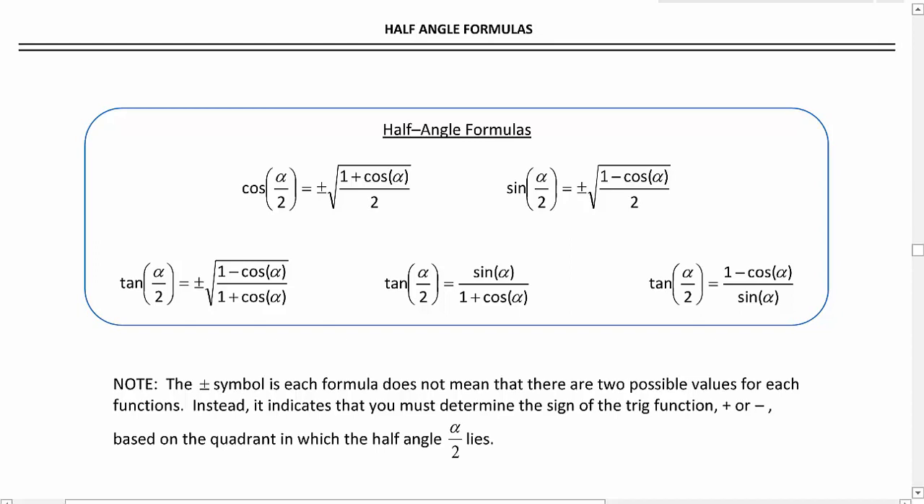So you'll notice that we have three different formulas for tangent. I typically use the one that doesn't have a radical. Why not? Make my life easier. Please note that the plus or minus symbol for each formula does not mean there are two possible values for each function. Instead, it indicates that you must determine the sign of the trig function, either positive or negative, based on the quadrant in which the half angle lies.